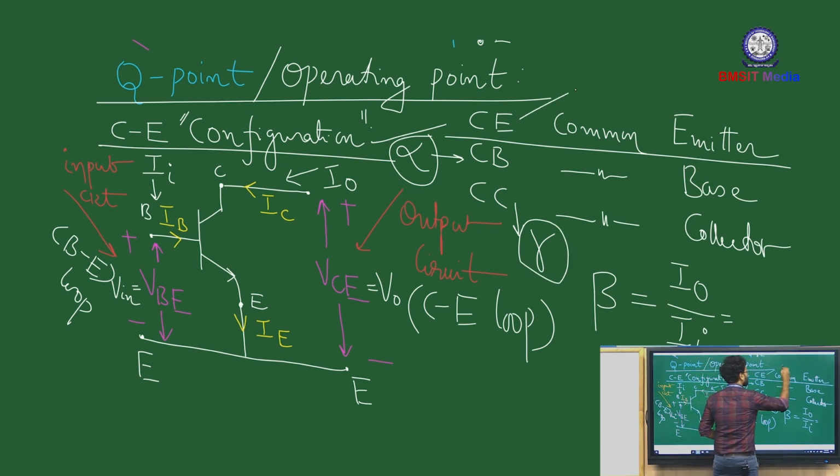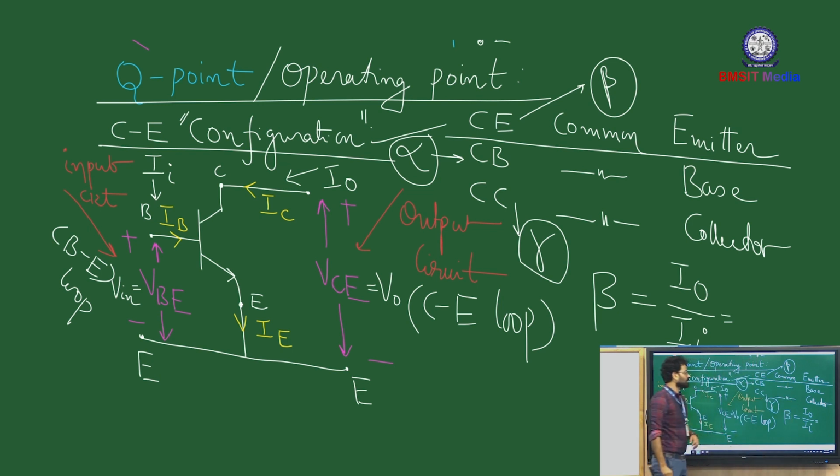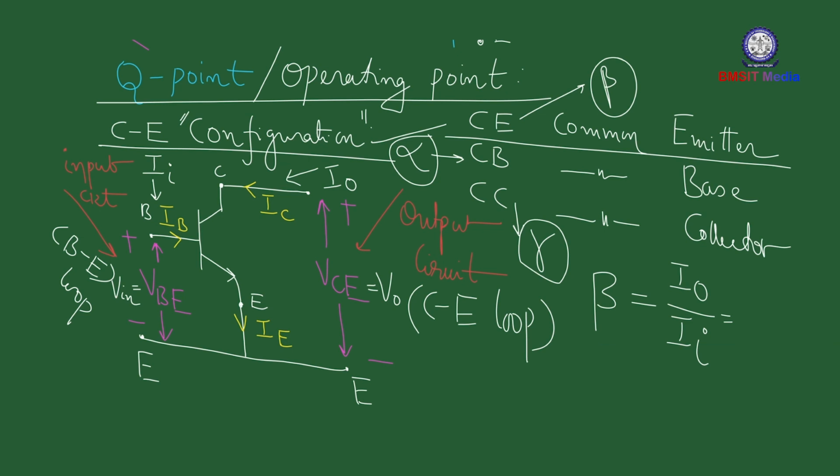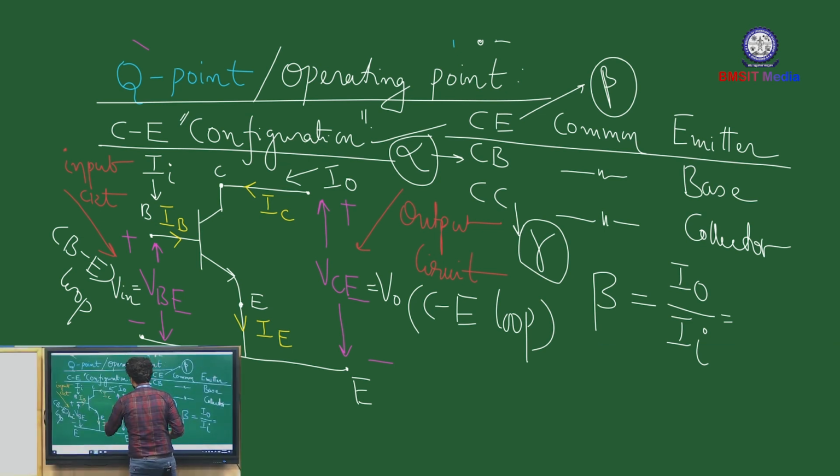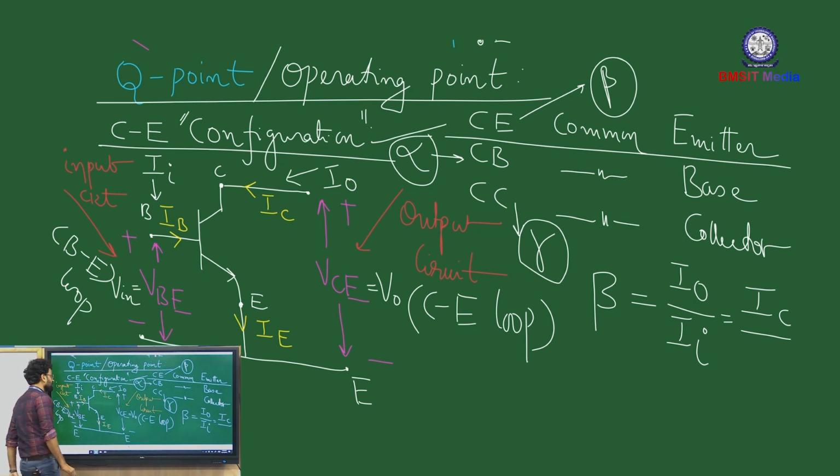And for common emitter, as I mentioned, it is beta. So with respect to this context, the current gain beta is going to be I naught by II. And what is II? Sorry, I naught? I naught is collector current. And what is your input current? Input current is IB.